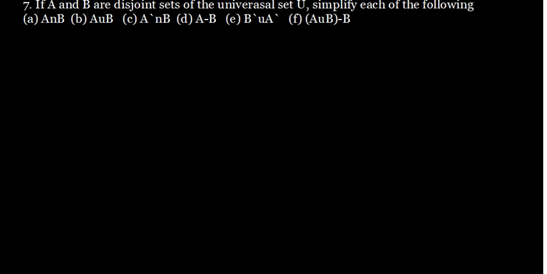Let's consider question number 7. If A and B are disjoint sets of the universal set U, simplify each of the following. Now they have told us these are disjoint sets. Disjoint sets are sets without an intersection. So I can just show this. We have got a certain universal set U, and then you have got two sets which are not meeting, A and B.